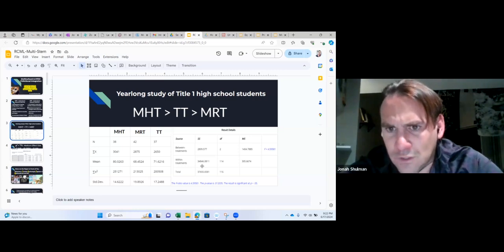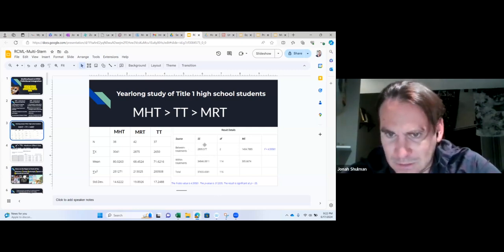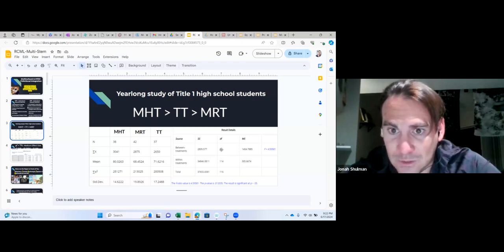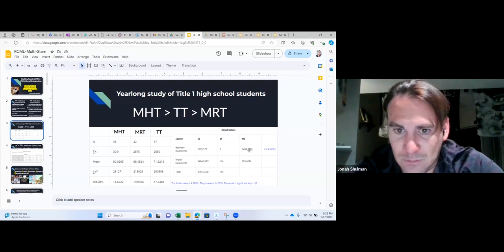So to do an ANOVA, you need your sum of squares between. So we have to find the differences between each of the treatments. That's what this is. Degrees of freedom: we have three groups, so 3 minus 1 is 2. And that's the mean squared. That's all the mean squared.